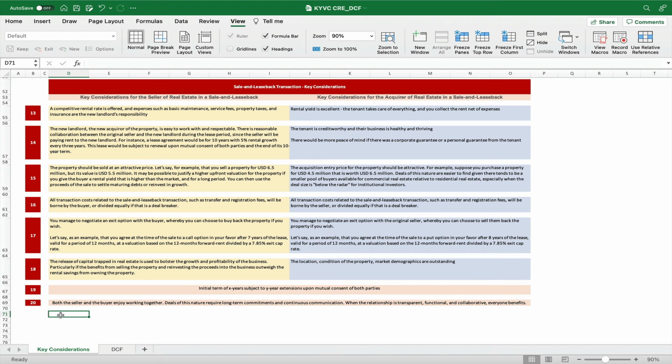The next point that I want to discuss is not exactly like for like. So point 18, what is point 18 saying? It's saying that the release of capital trapped in real estate is used to bolster the growth and profitability of the business, particularly if the benefits from selling the property and reinvesting the proceeds outweigh the rental savings from owning the property. This is obviously from the perspective of the seller of real estate who is contemplating the sale and is resistant to the sale.